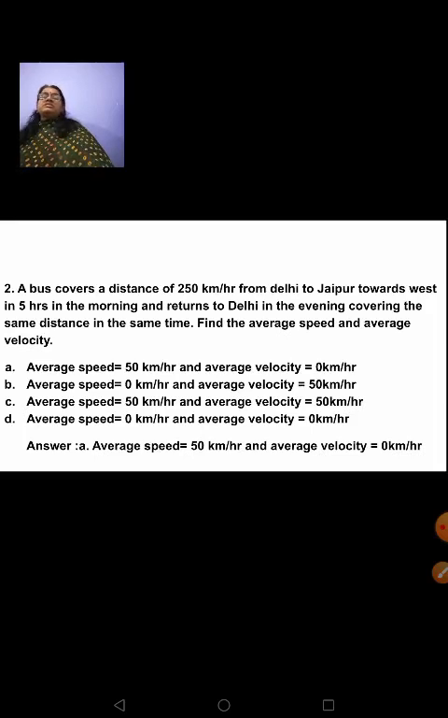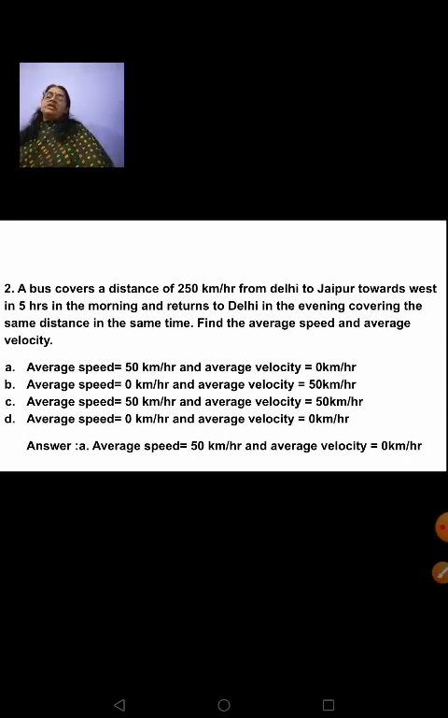A bus covers a distance of 250 km from Delhi to Jaipur towards the west in 5 hours. So distance is given as 250 km. Time given is 5 hours in the morning. And returns to Delhi in the evening covering the same distance in the same time. That means while returning back also it is covering a distance of 250 km in 5 hours. They want you to find the average speed and average velocity.